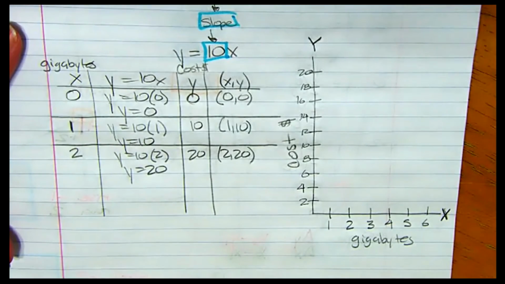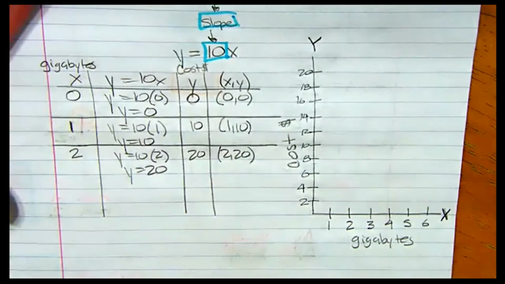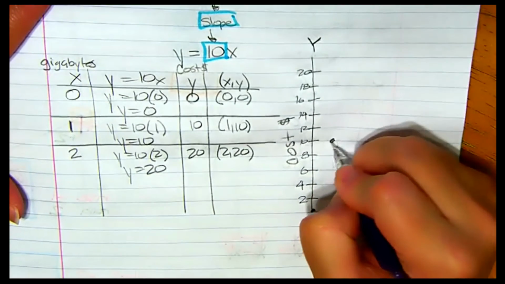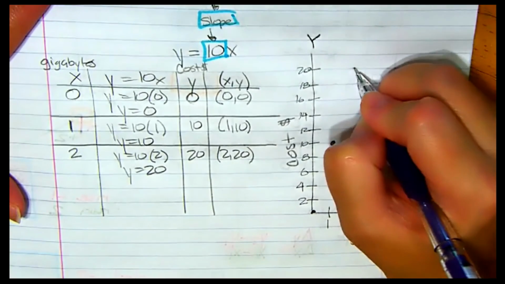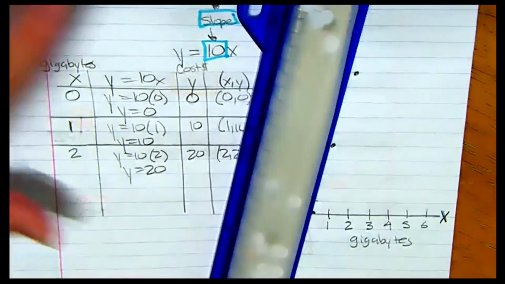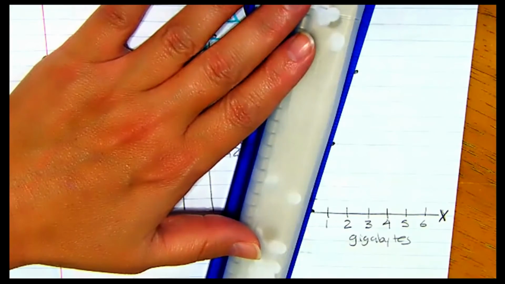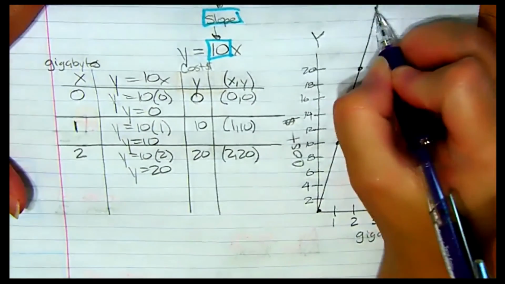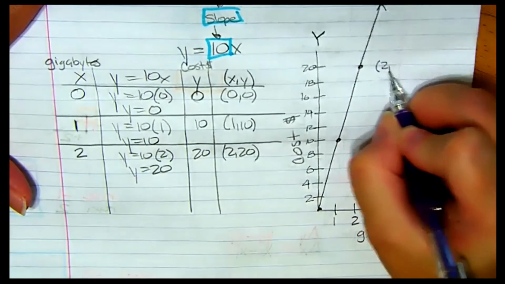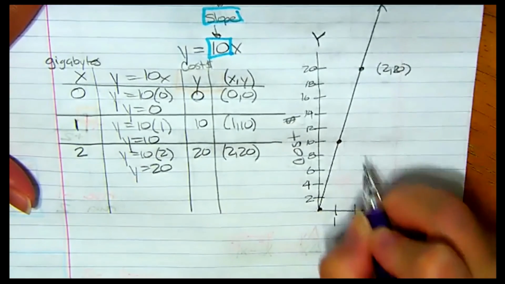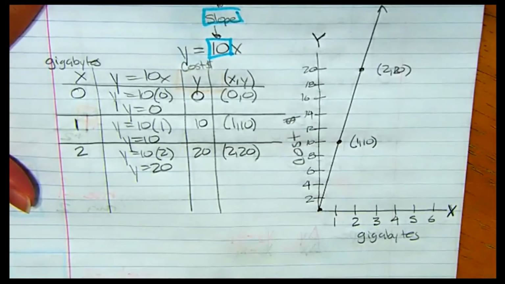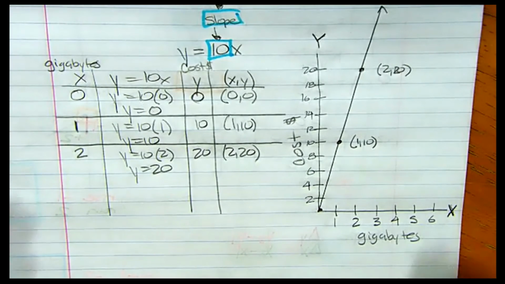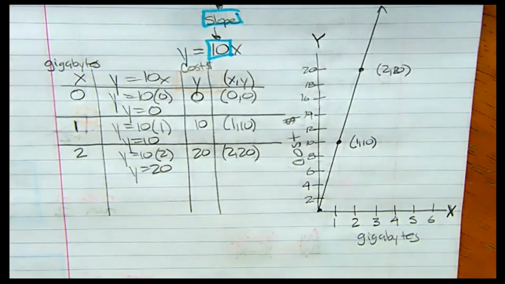Okay. Now I need to graph my points: 0, 0, 1, 10, and 2, 20. We're going to connect those points with a straight edge. Okay, we took care of the first part of the problem. They asked us to graph this linear equation. We've done that.